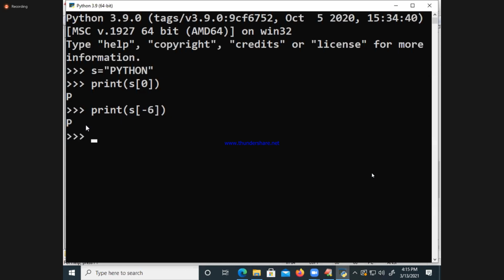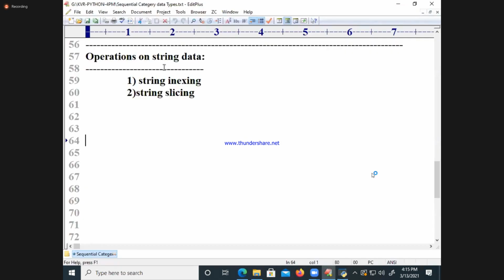So you'll get the value P. And you can also apply any value you enter. S of 4 is what? 0, 1, 2, 3, 4. So memory organization diagram, do you remember or forget? Remember. So write down. Under that, operations on string data.